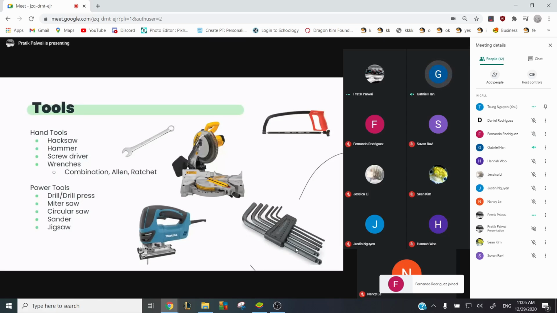All right, so tools. Once you get into FRC, you're going to see a bunch of tools, and it's important to know how to use each of them. So you can basically categorize tools into both hand tools and power tools.